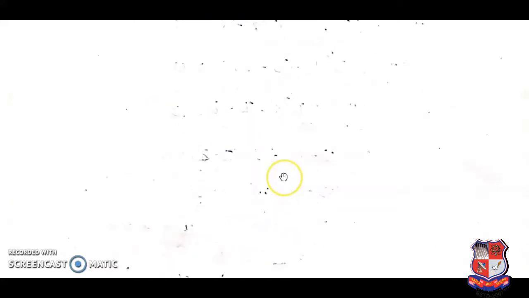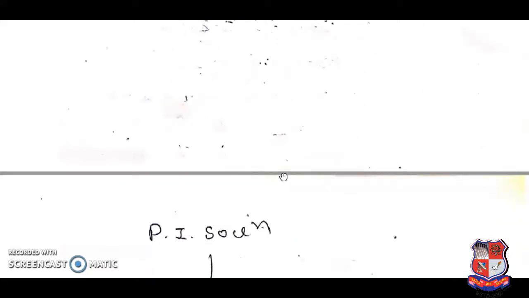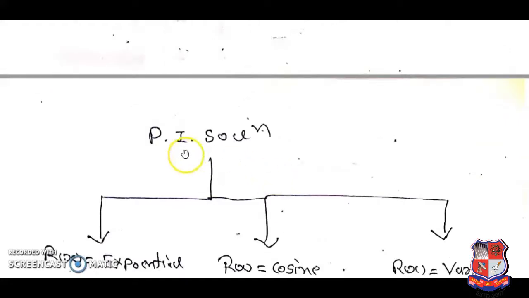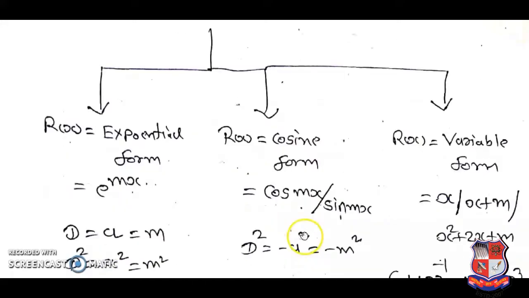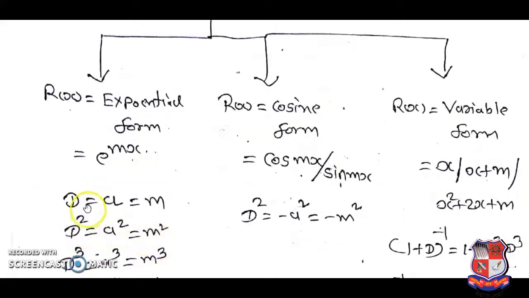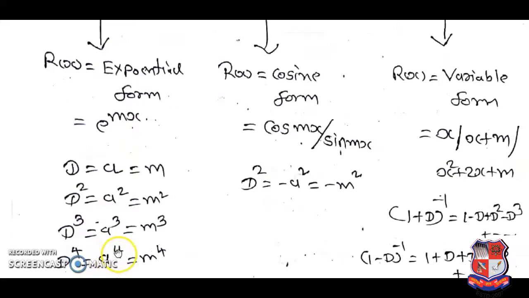Whenever the right side is equal to 0, we apply only the CF solution. Do not apply the PI solution. Now if the right side is not equal to 0, then we also have to find the PI solution: CF plus PI. The PI, particular integral solution, is divided into 3 parts. If Rx is in exponential form, e raised to mx. If Rx is in cosine form, cos mx or sin mx. If Rx is in variable form, x plus 1, x square plus 2x plus m, or anything else. When it is exponential form, we consider d equal to a equal to m, d square equal to a square equal to m square, where m is the coefficient of the x variable, d cube equal to m cube, d raised to 4 equal to m raised to 4.